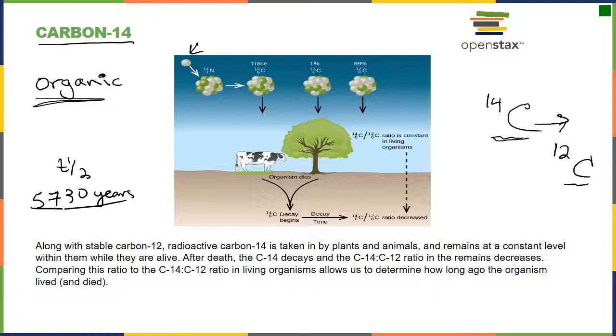So at some point, if it's alive, it's going to be constant, and we have a certain amount of carbon-14. But as soon as the organism dies, it doesn't take any carbon-14 in anymore, and the carbon-14 begins to decay. How could we use this?